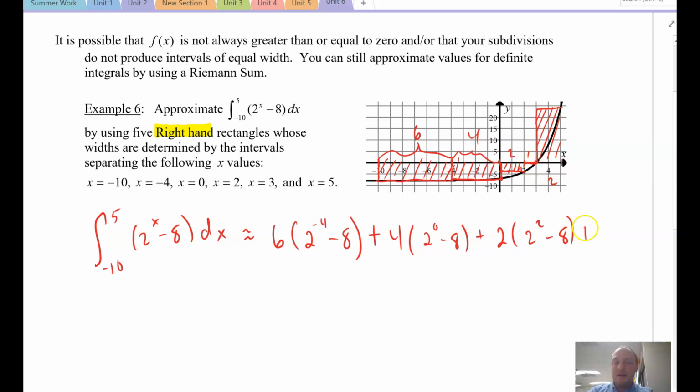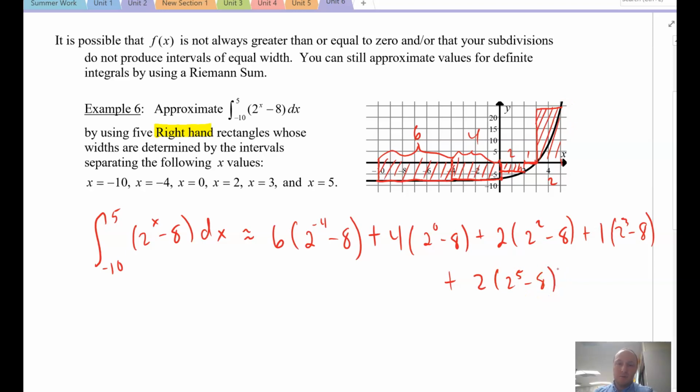I won't skip it, I'll just add it in. So 1 times the height of this value at 3, so that's 2 to the power of 3 minus 8, plus my last rectangle, where my width is 2, and I'm multiplying times the height of the rectangle, which is determined by my x value of 5. So 2 to the 5th minus 8.